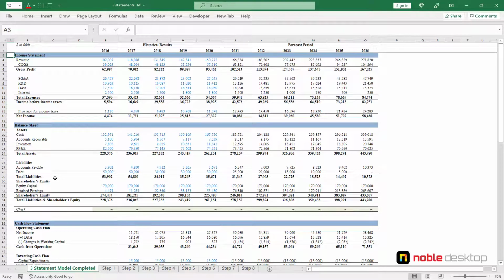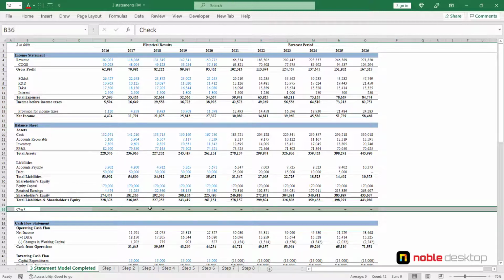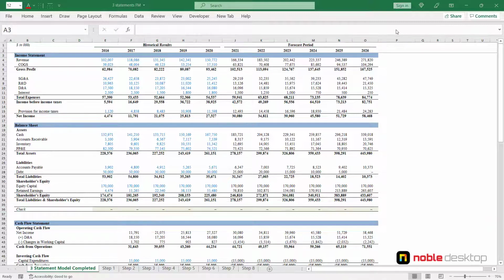And after completing all the schedules, you want to make sure that your balance sheet is balancing, meaning that your total assets equal total liabilities plus shareholders' equity. In the next videos, we will walk you through each of the above steps to build a three-statement model.